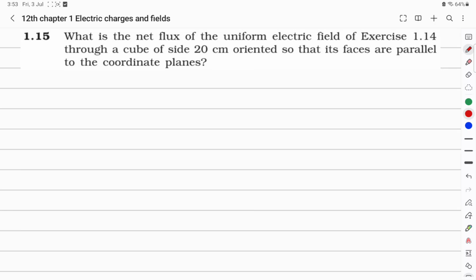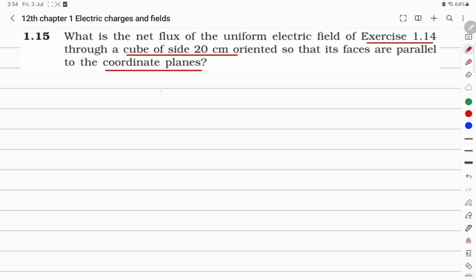In this video, we're going to see Physics 12th Chapter 1, Exercise 1.15. So the question is, what is the net flux of the uniform electric field of exercise 1.14 through a cube of side 20 centimeter oriented so that its faces are parallel to the coordinate planes? In the last question, that is exercise 1.14, we found the flux of the field through a square of 10 centimeter on a side. So here they are asking for the cube. For a cube, what is the net flux?